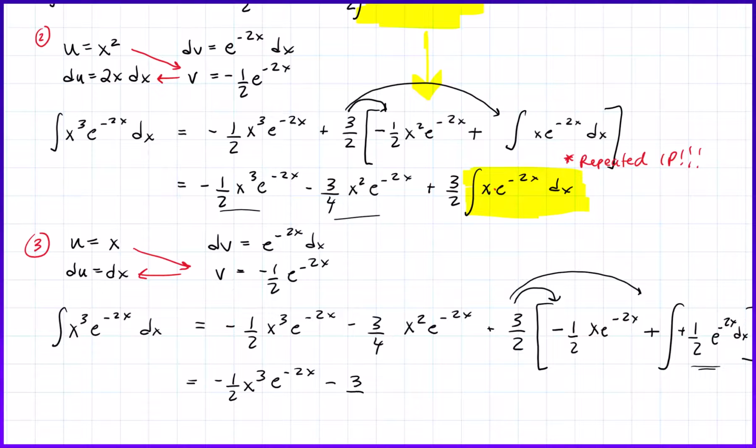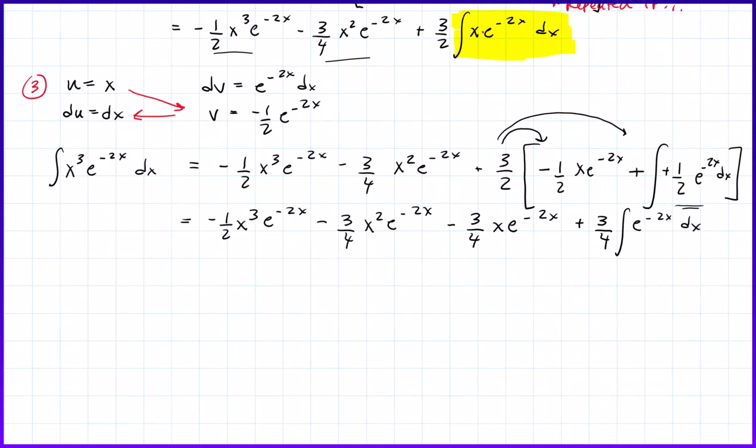So we had repeated integration by parts, but we finally got ourselves to a spot where I don't need to use integration by parts. So I'm going to distribute that 3/2. This becomes a minus 3/4 x e to the negative 2x, and then we have plus 3/4 times the integral. I pulled the 1/2 out and multiplied it by 3/2, e to the negative 2x dx. Okay, so now we can finally integrate.